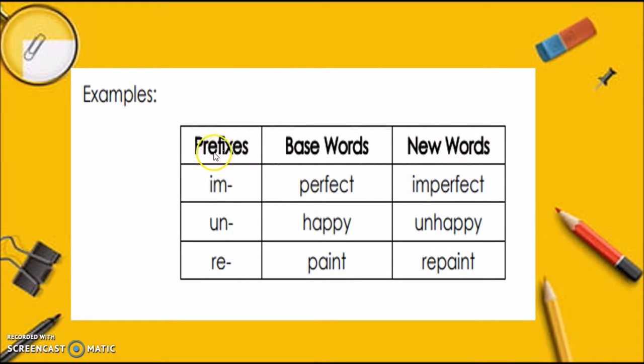Example of prefixes: im, un, and re. So, kapag ang im ay idinagdag sa base word na perfect, the new word is imperfect. Alright? Next one, if this un as prefix is added in the base word happy, it will become unhappy. So, ayan o, sa unahan idinadagdag, mga bata, kasi tayo ay prefix. Alright? Next one is re. Pag dinagdag sa salitang paint, magiging repaint.